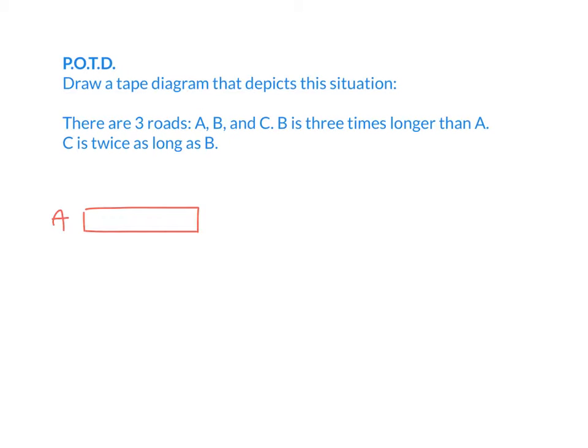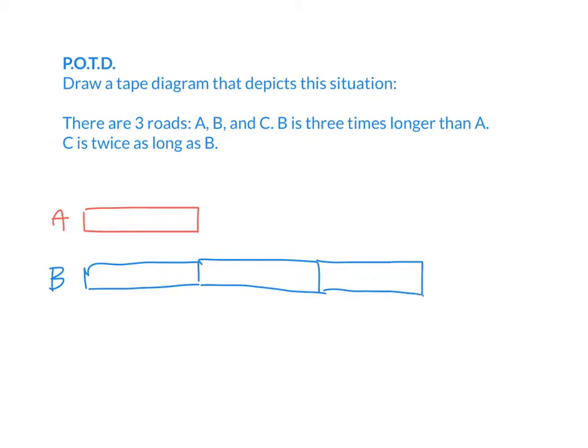Now, what do we know about road B compared to road A? It says road B is 3 times longer than A. So I have to draw B where this is, right now, is B 3 times longer than A? How does B compare to A right now in my drawing? It's the same length. What if I do this? Now how long is B compared to A? Now B is twice as long as A. What does the situation say? It says B is 3 times as long as A. So this is how I can make B 3 times longer than A.